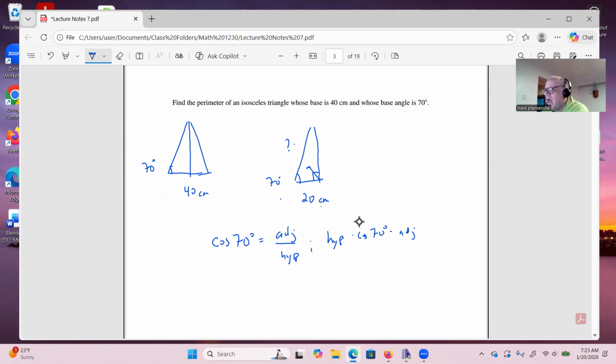I don't want to do it that way. I know the adjacent side is 20, so let's go ahead. We'll change this out. We'll say 20 right here. I want to know the hypotenuse.